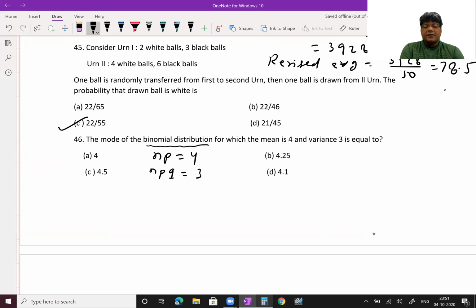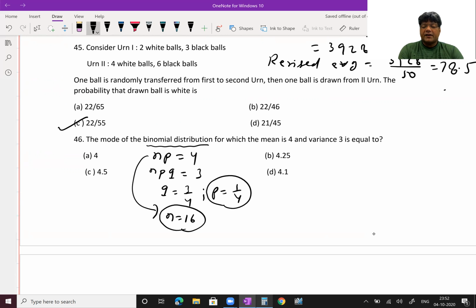If I divide NPQ by NP, NP will be cancelled. I am getting Q is equal to 3 by 4. So obviously P is equal to 1 minus 3 by 4, that is 1 by 4. If I put this value of P, 1 by 4, here, it will be N into 1 by 4 is equal to 4. That means N is equal to 16. We got N and P.